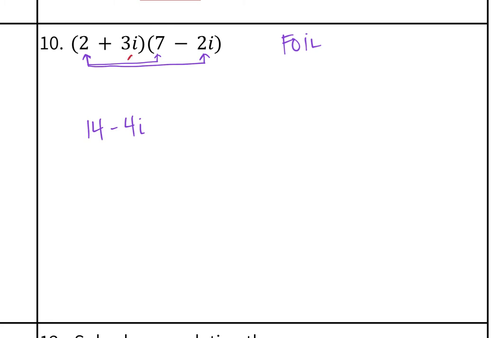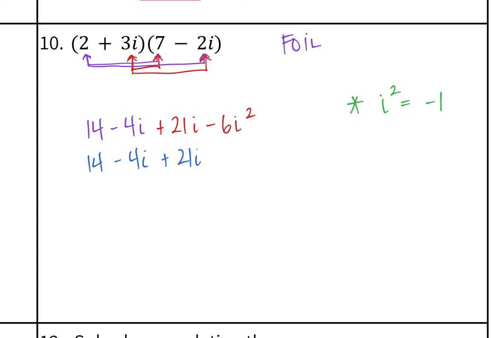Now, I for inside, so 3i times 7, that gives me plus 21i. And then L for last, so it'd be the 3i times negative 2i, which gives me negative 6i squared. Special note here, i squared is equal to negative 1. That is something you have to remember. So I can go in and replace that i squared with a negative 1. Then let's actually multiply it. So negative 6 times negative 1 would give me positive 6.